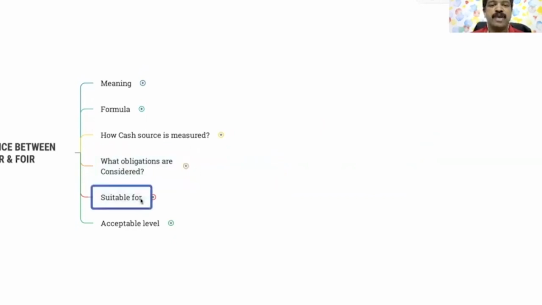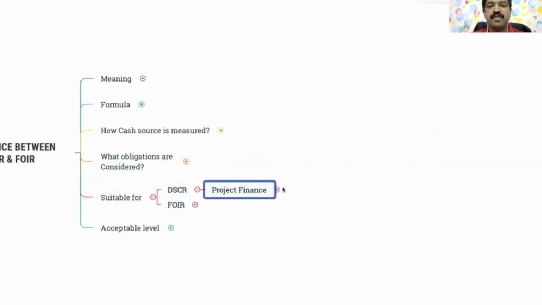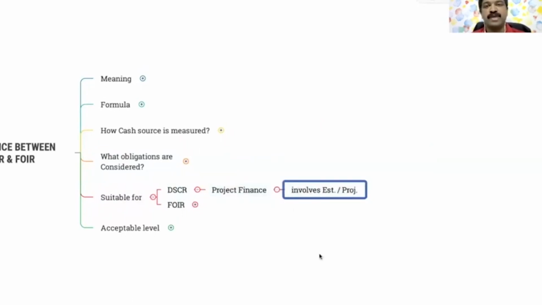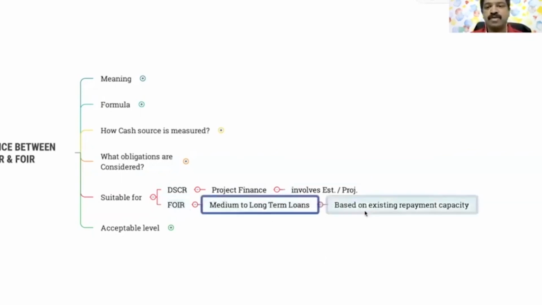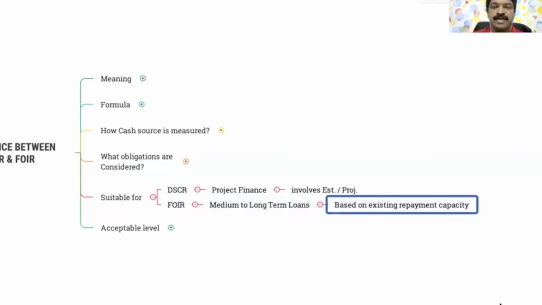Okay. When DSCR is suitable, when FOIR is suitable. DSCR is suitable for project financing, let's say like term loan, because this is going to involve estimation, projection. It's possible future revenue can be estimated, projected to increase, same the profits and cash profits. Whereas FOIR can be used for medium to long term loans where the repayment is based on existing cash profit, existing capacity. That's why generally we see this in mortgage loan, business loans and all, right?